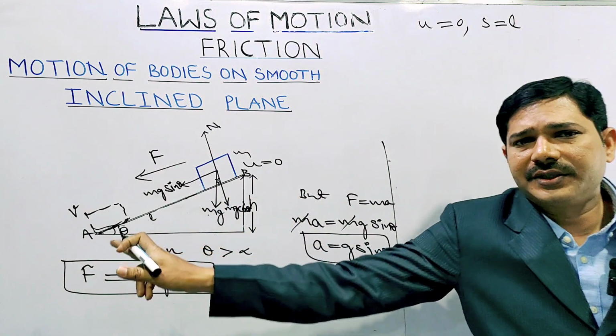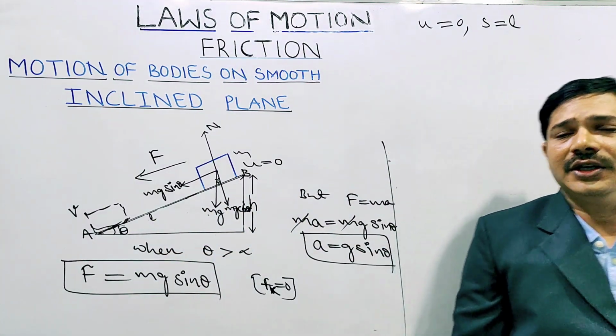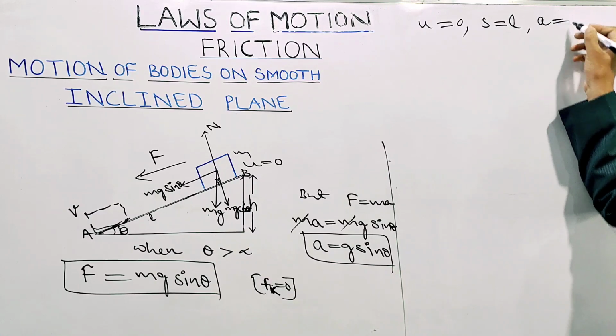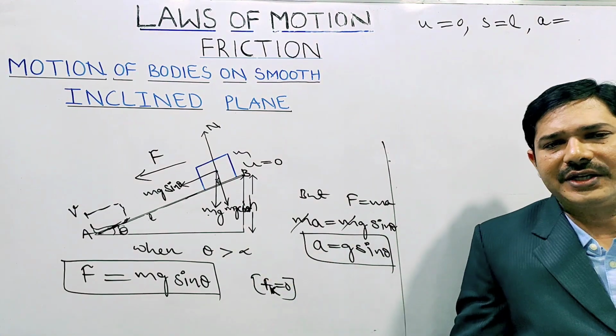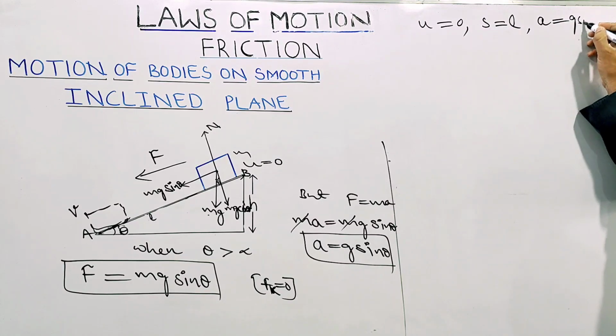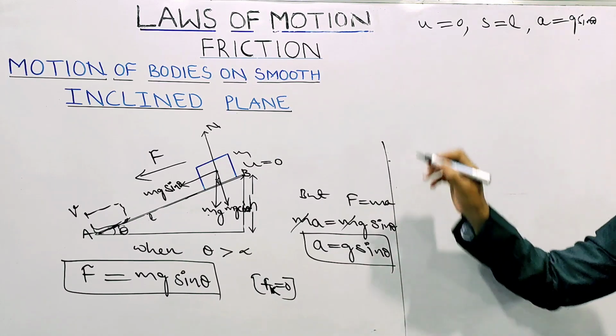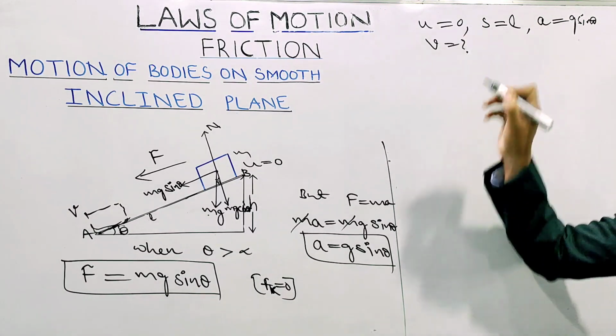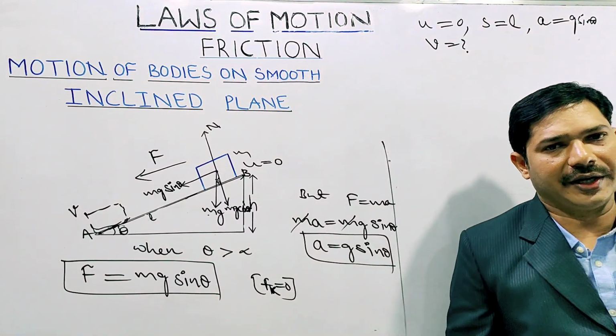The displacement is only the length of the plane, so that is L I am taking. The body is moving downward, so that time the acceleration we just got is a equal to g sin theta. So g sin theta I am taking. Then the V value, the final velocity of the body, I am finding.